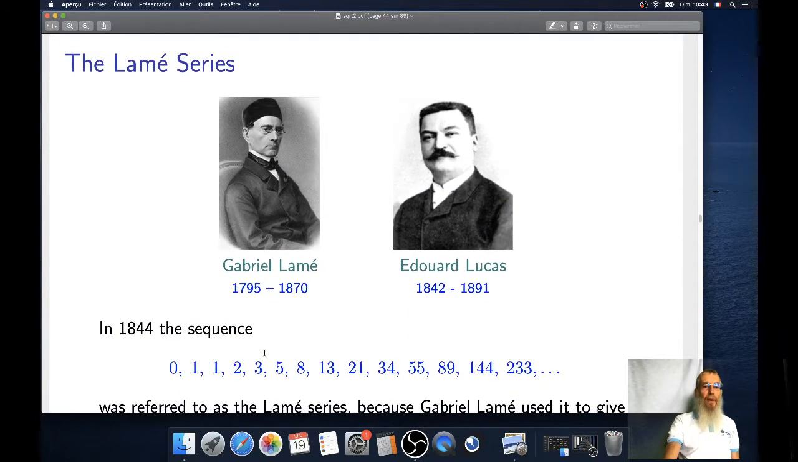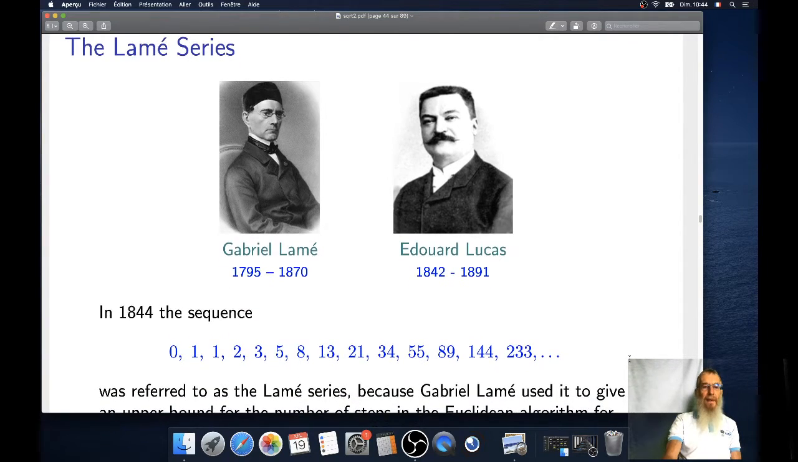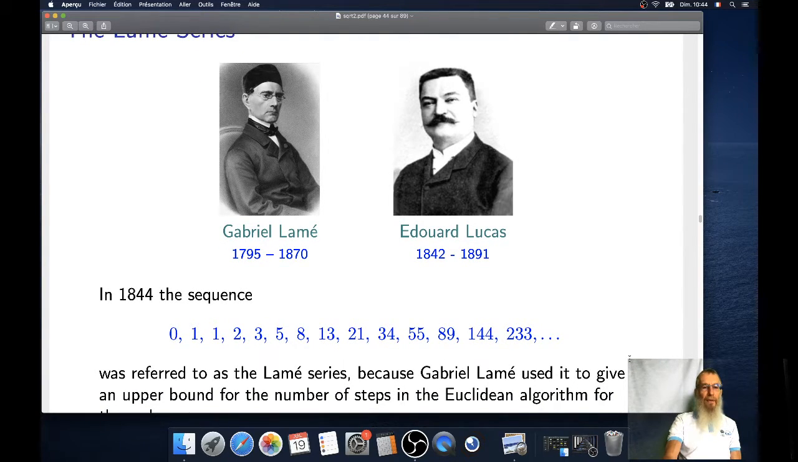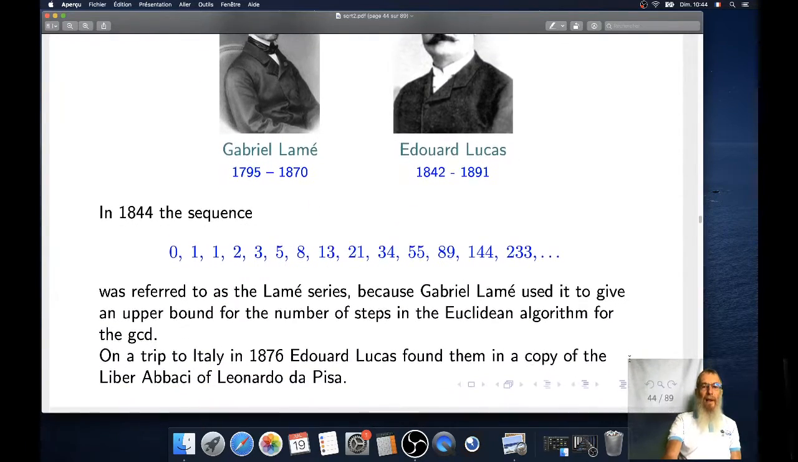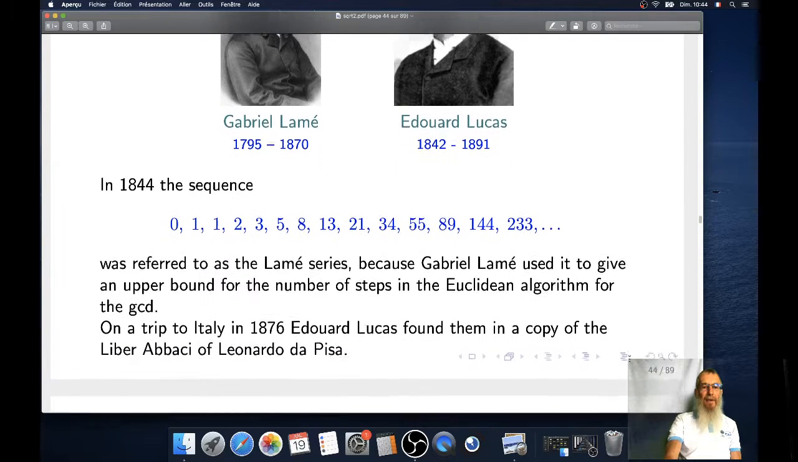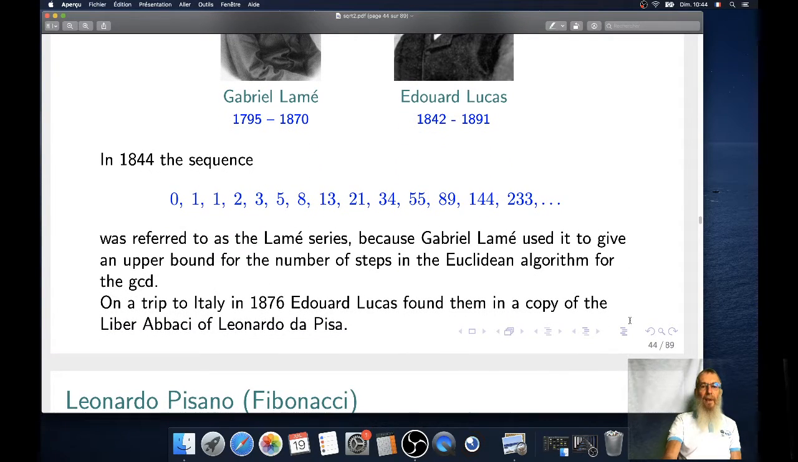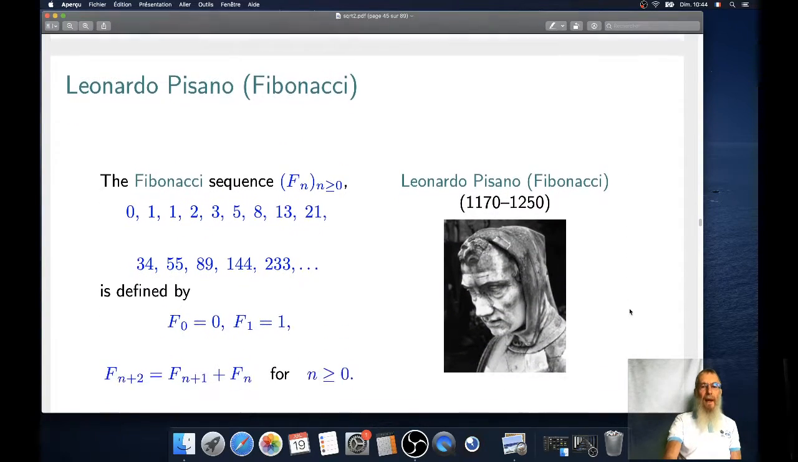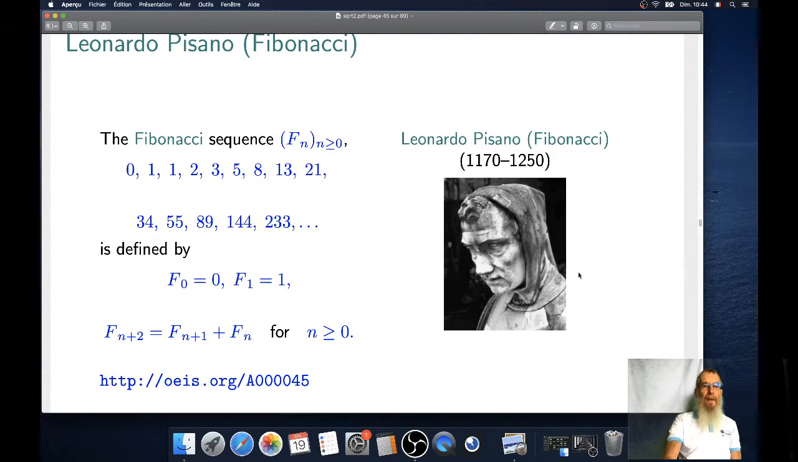This sequence, 0, 1, 1, 2, 3, 5, 8, was called the Lamé series at the beginning because Gabriel Lamé used it to give an upper bound for the number of steps in the Euclidean algorithm for the greatest common divisor. However, in 1876, Edouard Lucas found them in a copy of the Liber Abaci of Leonardo da Pisa. And after that, this sequence is called the Fibonacci sequence.